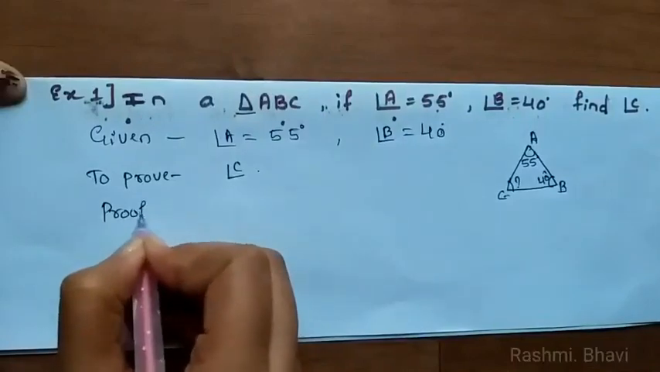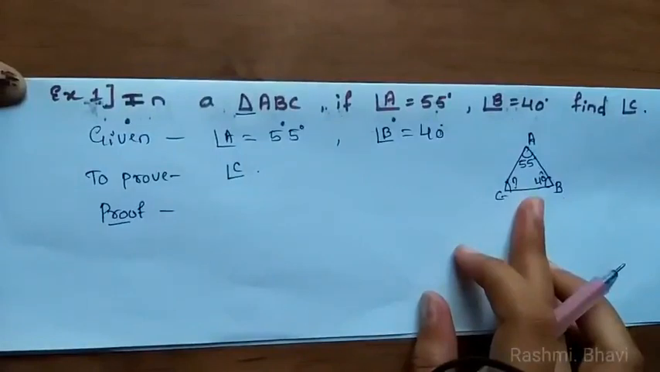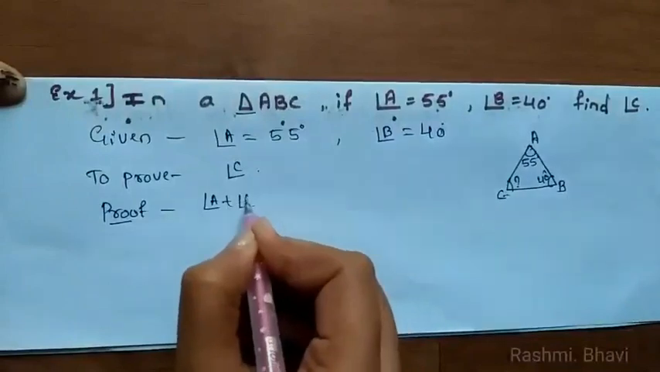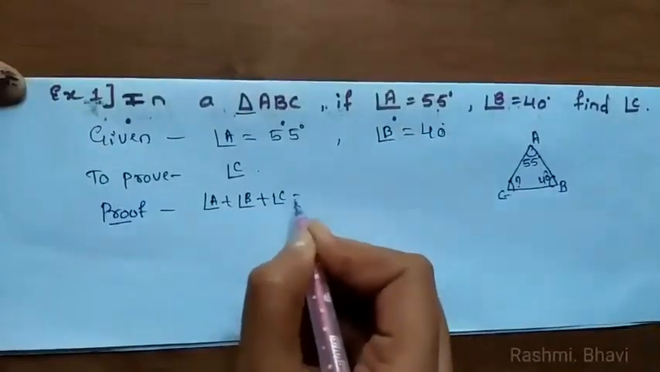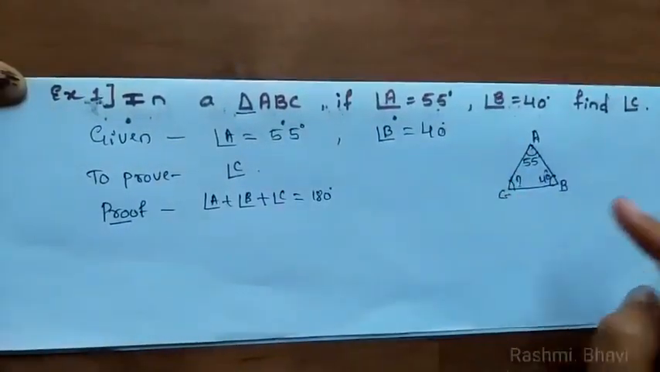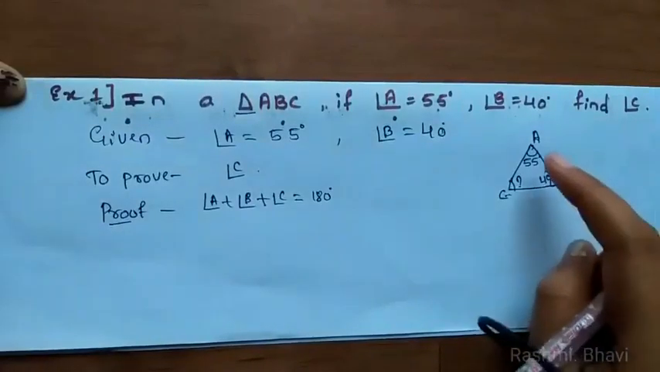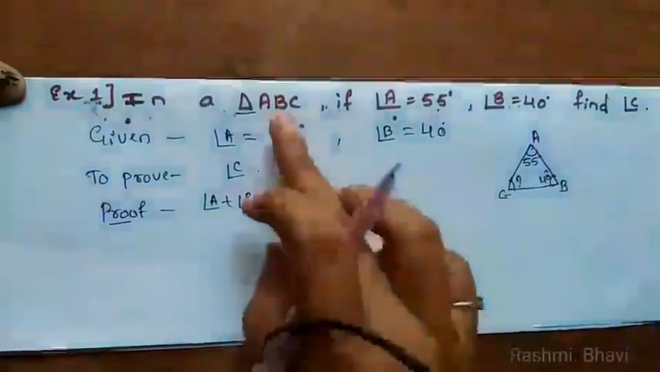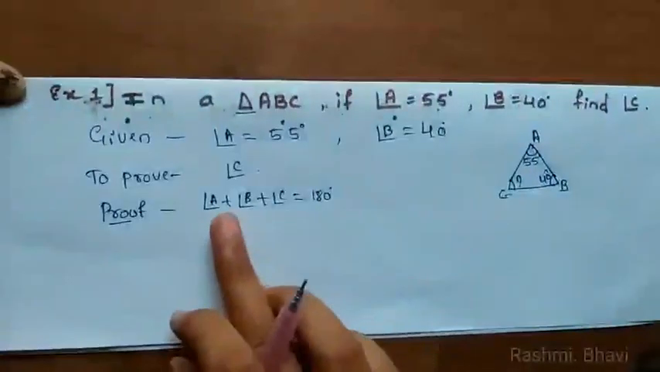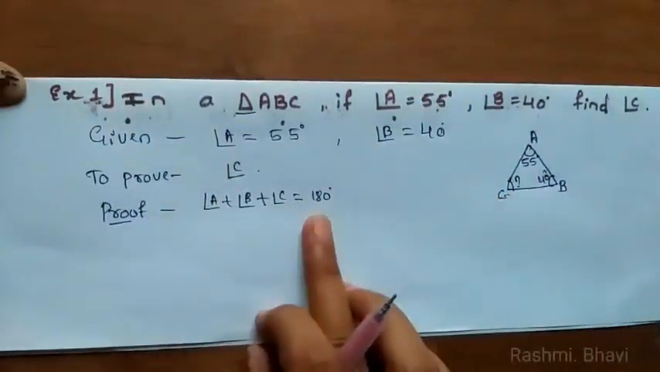Here the proof meaning is we have to start the solution. First, we have to write the formula. What is the formula? Angle A plus angle B plus angle C is equal to 180 degree. In the previous statement, we used angle P, angle Q, angle R, the given name as PQR. Here in this question, we are given a triangle ABC. So that's why we have to use the formula as angle A plus angle B plus angle C is equal to how much? 180 degree.